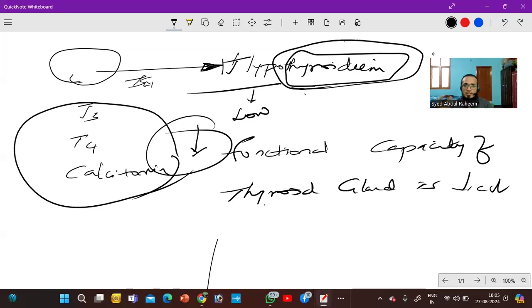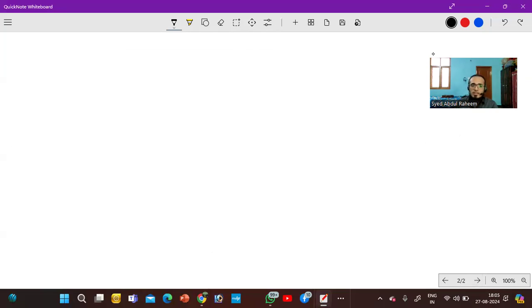So that's the reason, when the thyroid gland is less functional, TSH is released more into the blood. So pituitary function is more than normal. Okay, so this is the thing we have to remember. In this condition, the TSH is high and T3, T4 are less, opposite.